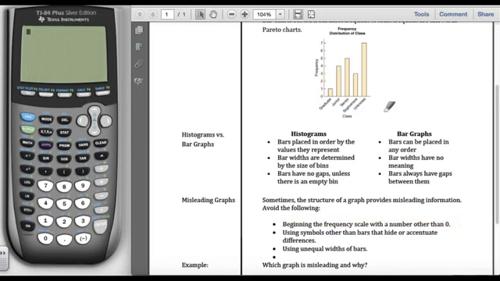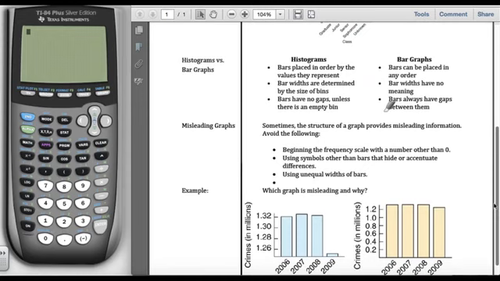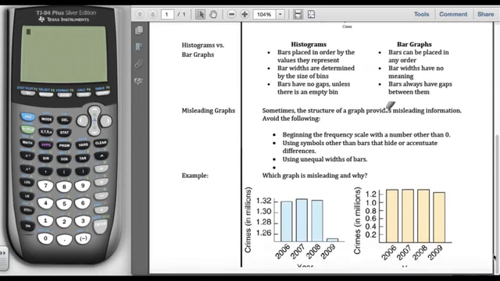In this example, at the bottom of these notes, I have 2 bar graphs, and one of them is misleading. These are bar graphs because these bars are not touching, there are gaps in between. I'm looking at the number of crimes in millions in a city over a 4-year period, 2006, 2007, 2008, and 2009. Now, both of these bar graphs are displaying data from the same city, but one of them is misleading.